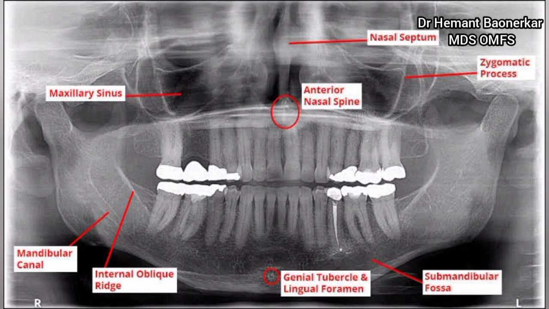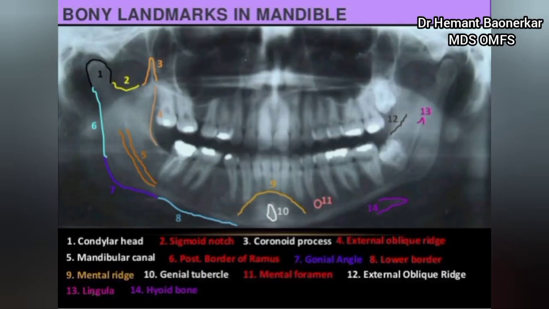These are the basic or prominent anatomical landmarks which we mostly see: the maxillary sinuses, nasal antrum, the tooth parts, mandibular canal, internal oblique ridge, genial tubercle on the anterior side, zygomatic arches, condylar region, submandibular fossa, and pathology inside the tooth we can also see. These are the bony landmarks for the mandible. Please closely watch the slides.